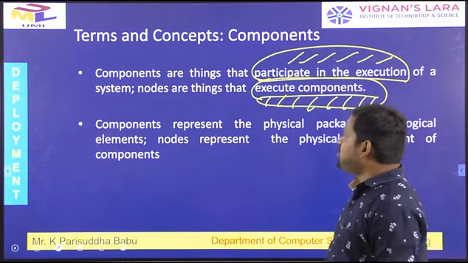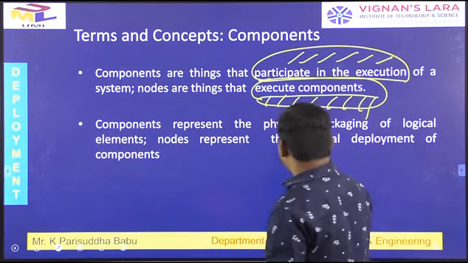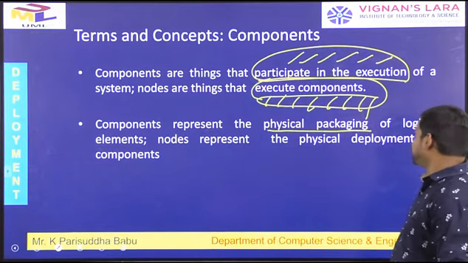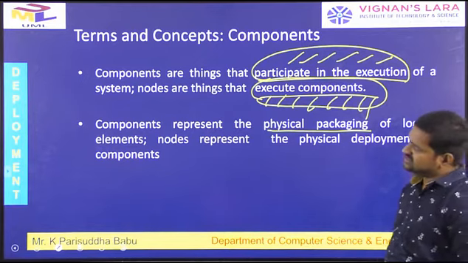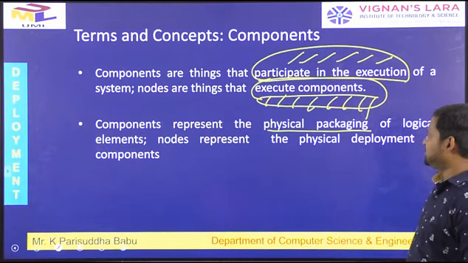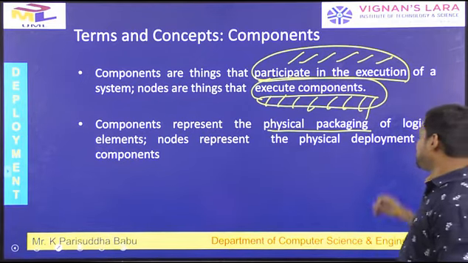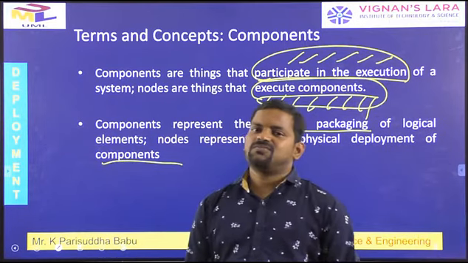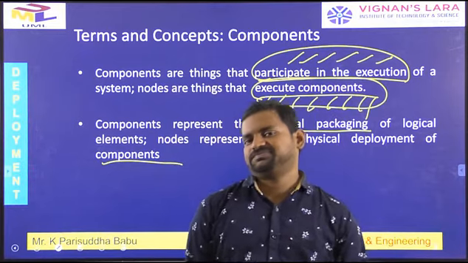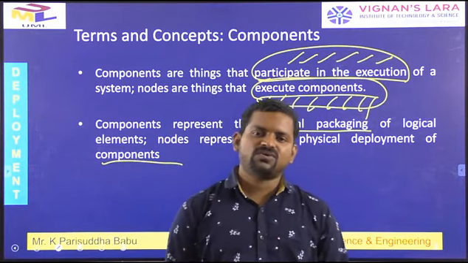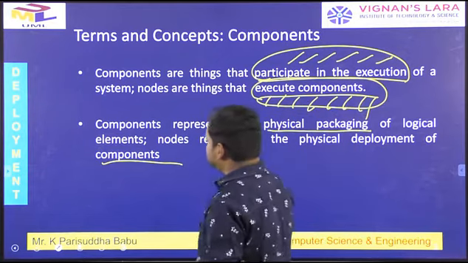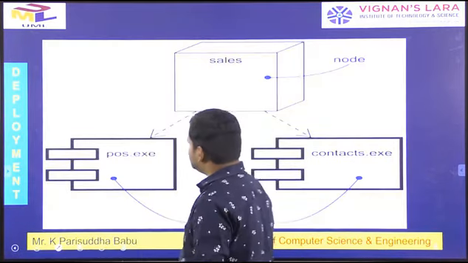Right. Components represent the physical packaging of logical elements, whereas nodes represent the physical deployment of components. The physical deployment of a component will be represented by the node. Component and node. Okay. These are the terms and concepts for the components.